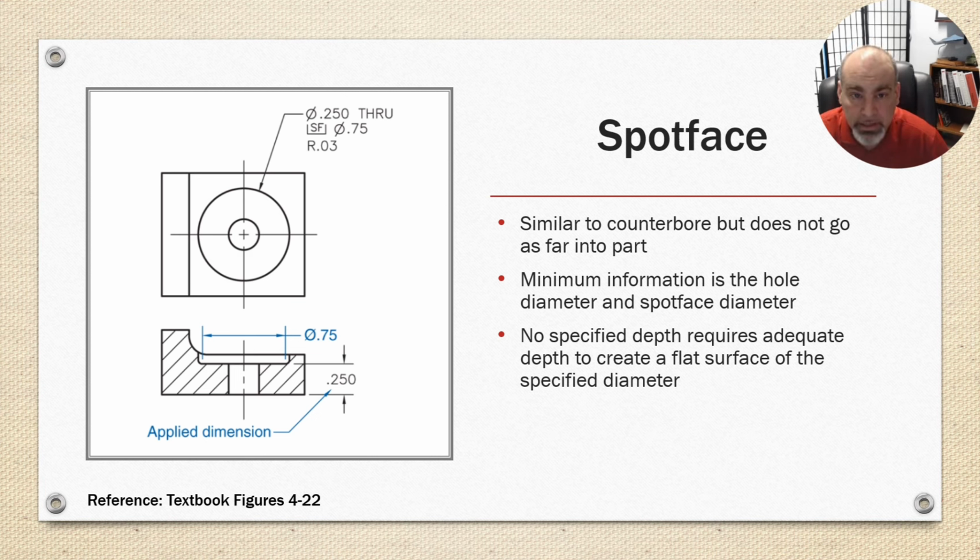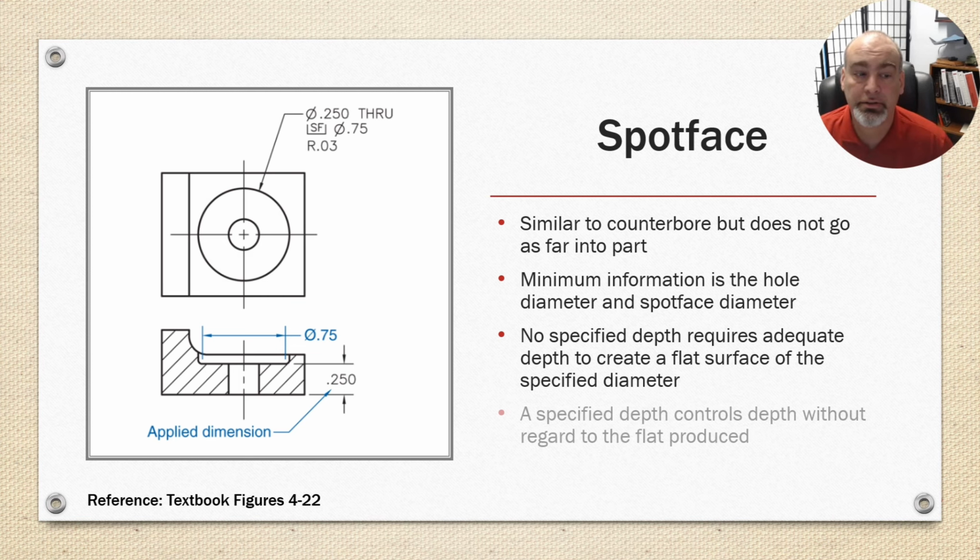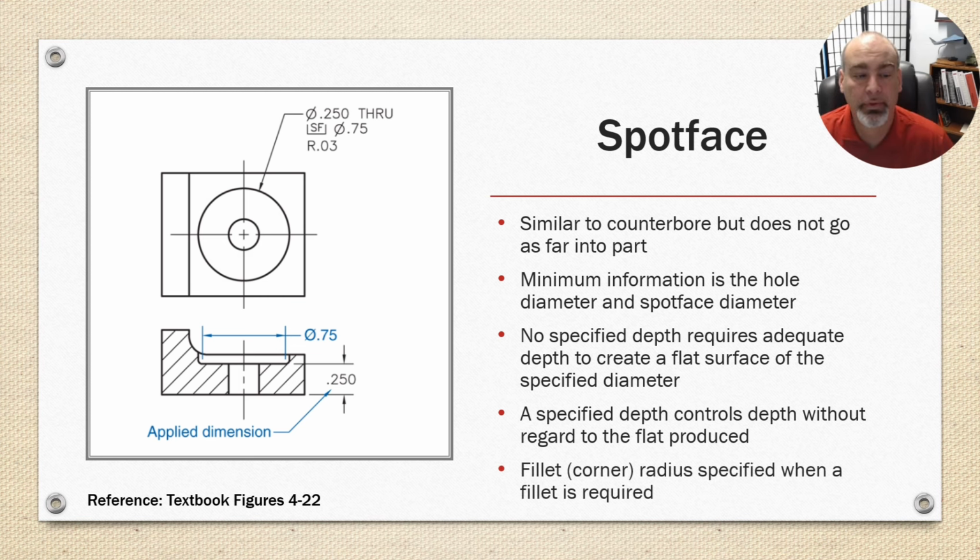So if it doesn't have a depth callout, you just go as deep as you can to barely make a flat surface that's the diameter specified on the drawing. A specified depth controls depth without regard to the flat produced. So if you specify a depth and the flat's not big enough, then it's not going to perform the way you want. And a fillet corner radius is specified when it's required.